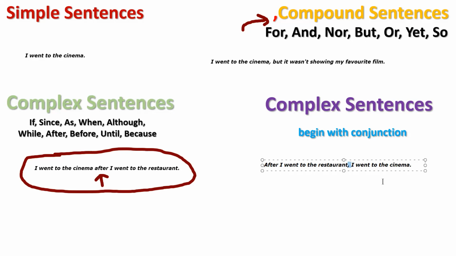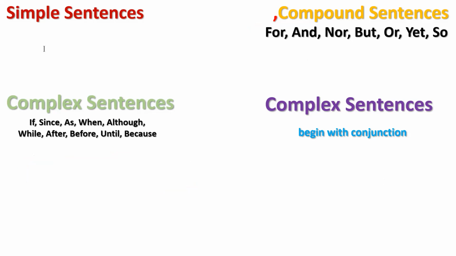So your first task is, can you come up with a simple sentence, any simple sentence you like, and write it? Then can you take that simple sentence and change it or extend it into a compound sentence? Then when you've done that, can you change your simple sentence into a complex sentence? And then when you've done that, can you get your complex sentence and switch the clauses around so that your sentence begins with a conjunction? But remember where and when you put the comma.